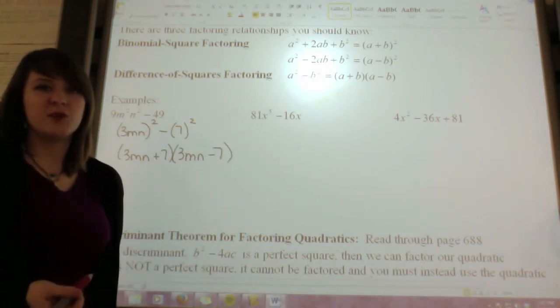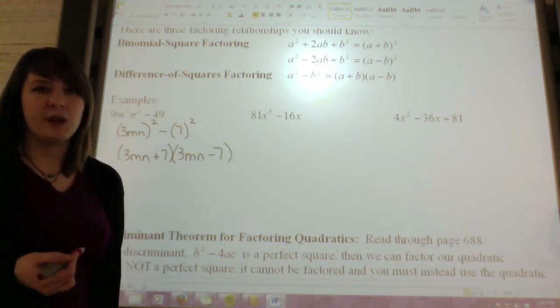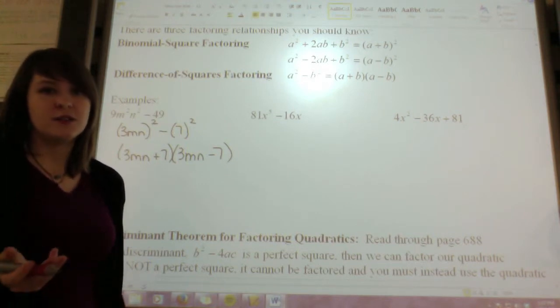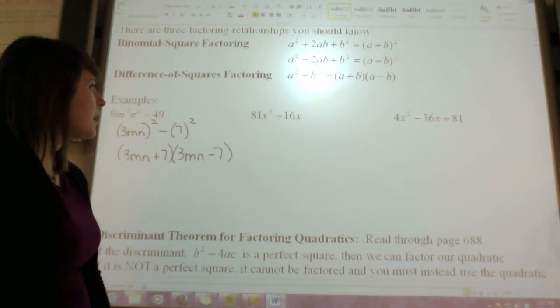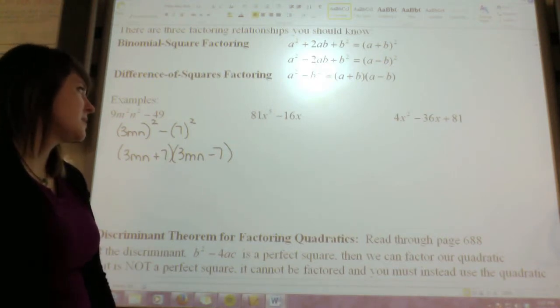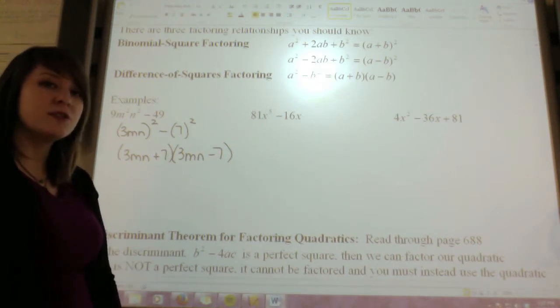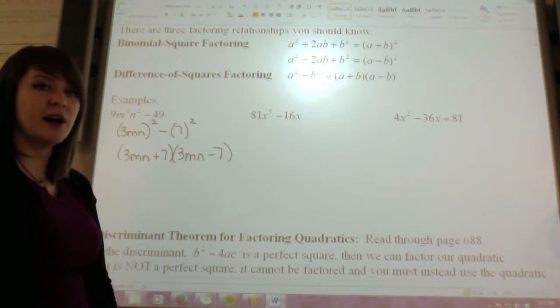And if you want to check your work, you can always multiply it back out and make sure that you get the same thing. Certainly doesn't hurt to check. Okay, my next one here, I've got 81x to the 5th minus 16x. So the first thing I'm going to do is say, is there anything that I can pull out?